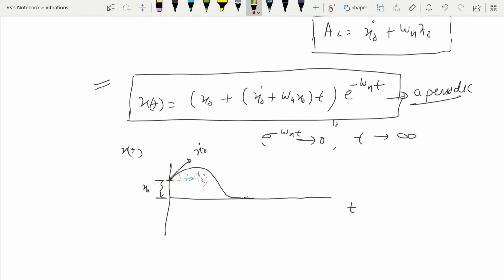So this is for the critically damped system, or you can say zeta equals 1. So this is how we can get the response of the critically damped system.